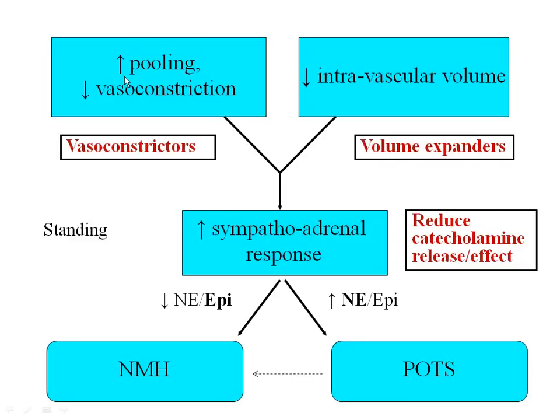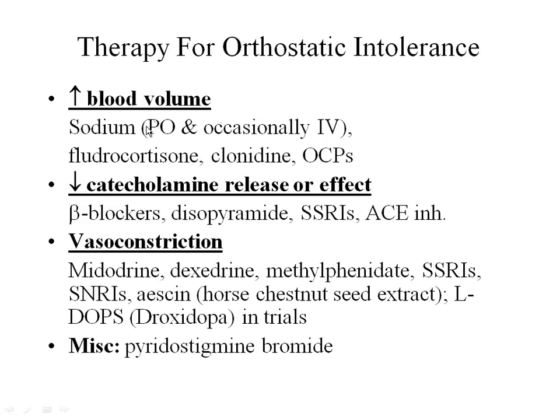Going back to the diagram I showed you earlier, if part of the problem is increased pooling and diminished vasoconstriction, it makes sense to try vasoconstrictor drugs. If there's a problem with low intravascular volume, use volume expanders. And if the surges in epinephrine and norepinephrine are a problem, we can block their release or the effectiveness of them. So let's look at some of the agents that can do that. We can bump up blood volume using sodium orally and occasionally intravenously, as we discussed.